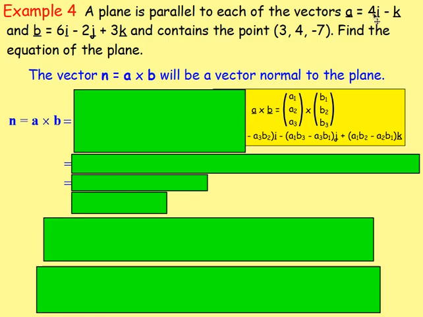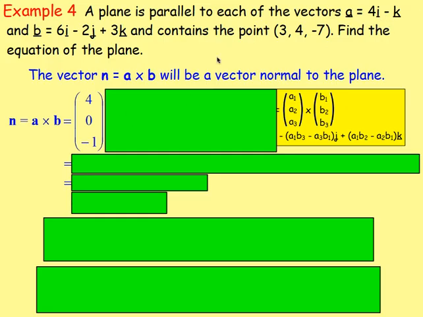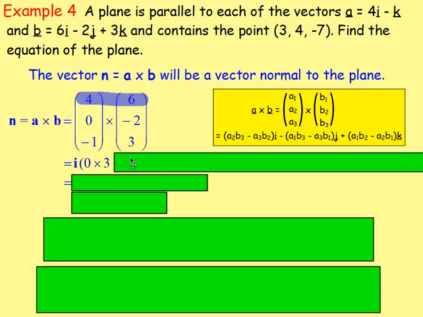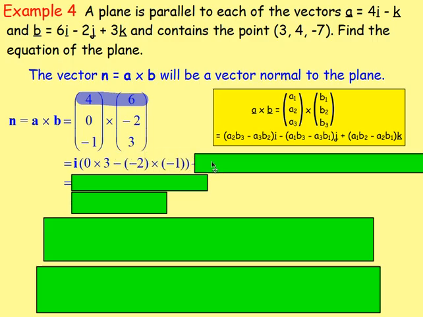So for A, you would have 4, 0, because there's 0j, and negative 1, negative 1k. And we're multiplying that by vector B, which will be 6, negative 2, 3. To work this out, we do the same thing. The formula is just here. To work out A cross B, remember, you cover up that top row, and the coefficient of i will be, work out the determinant of this 2 by 2 matrix. So 0 times 3, take away negative 2 times negative 1.